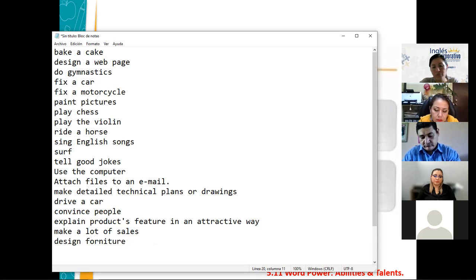Furniture. Okay. Si ya la palabra muebles es incontable, ¿verdad? Pero si la quiero especificar, design pieces, right? Diseñar piezas de mueblería, design pieces of furniture. Okay, very good. What else? ¿Qué más?